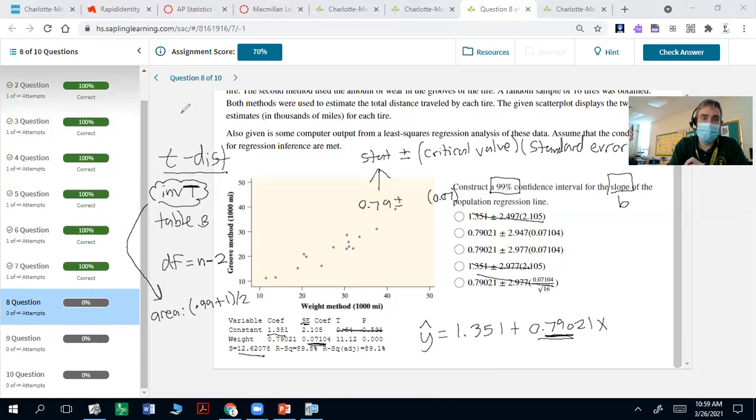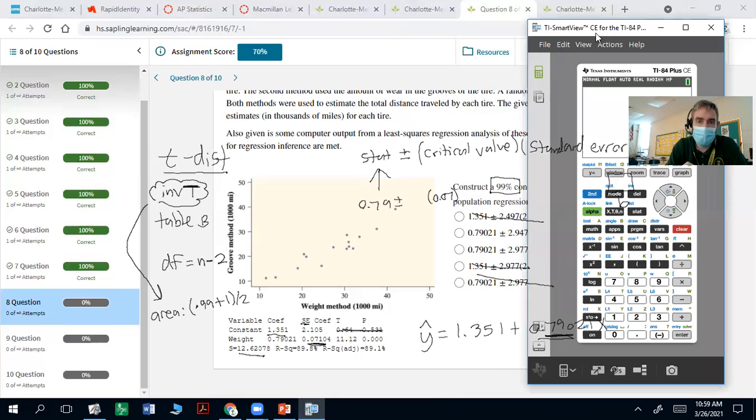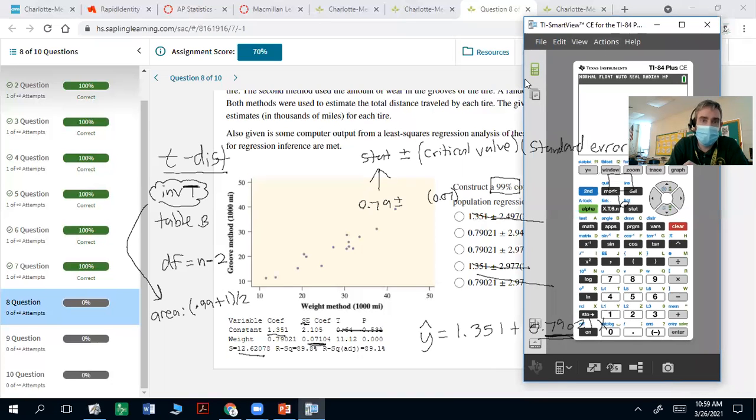So let me put that in here. Can somebody find where the sample size was? How many tires were used? 16? Okay, I guess you could just count the number of dots here too. So y'all can verify, but the N is going to be 16. So your degree of freedom will actually be 14, not 15.